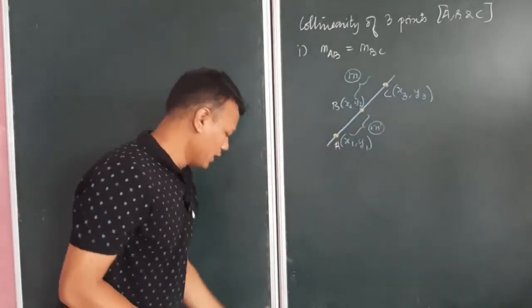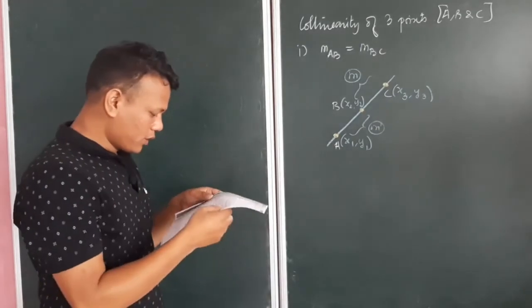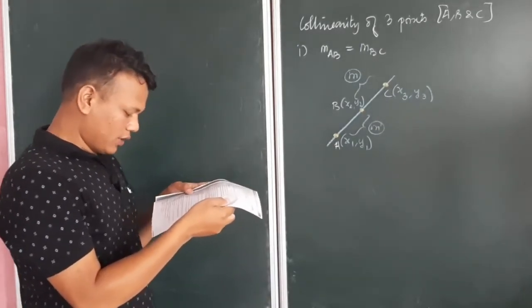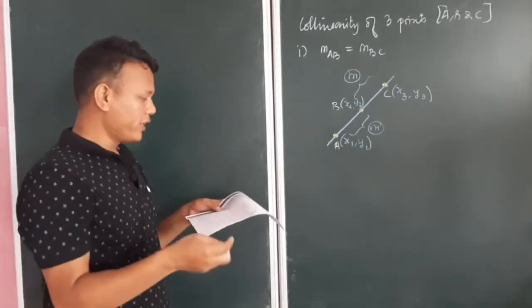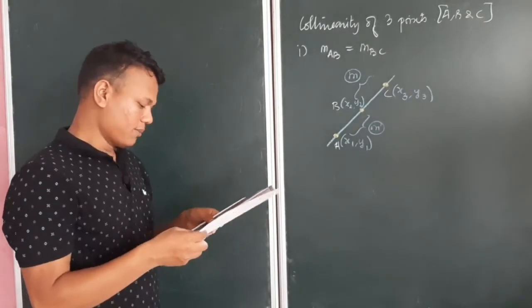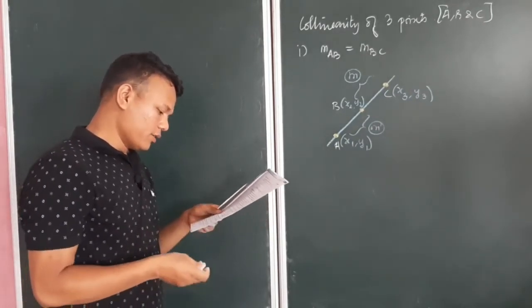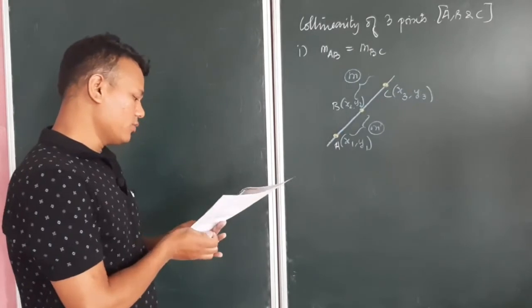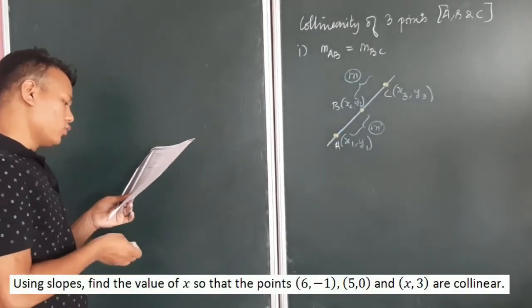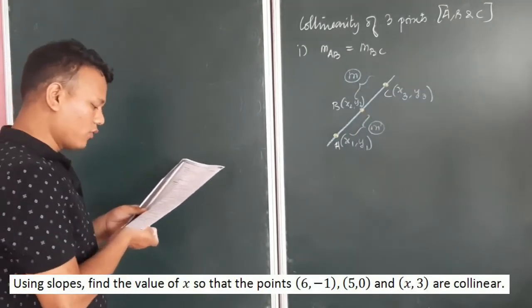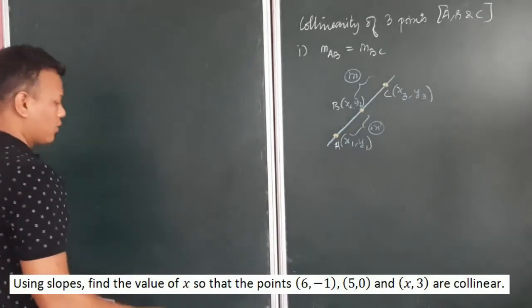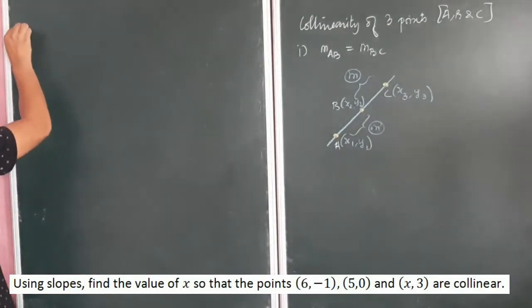Alright, so with this, let us see question number 7. I'll do 2 questions for you based on collinearity. There are some problems in your exercise, you will have a look at them by yourself. So question number 7 says, using slopes find the value of x so that the points 6, -1, 5, 0 and x, 3 are collinear.